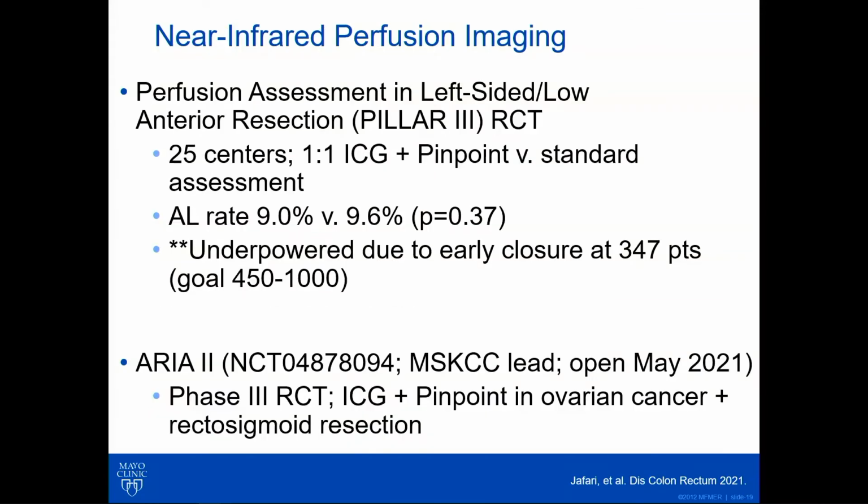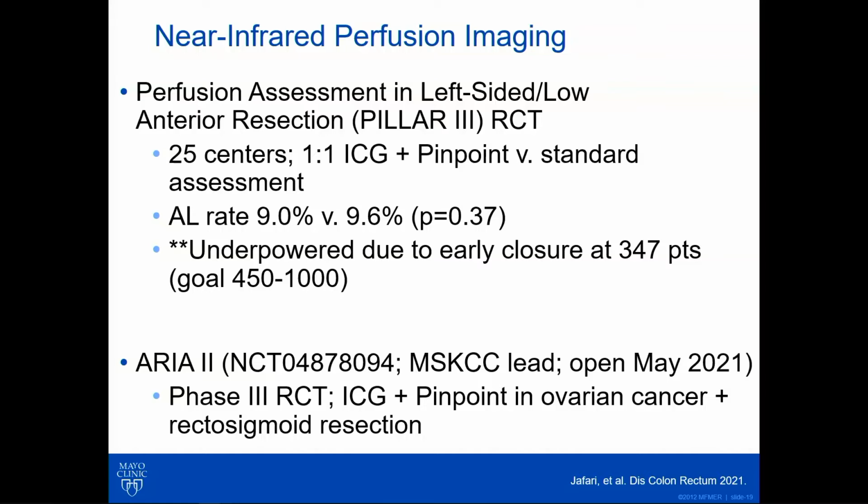And so even though the data out there in PILLAR 3 unfortunately did not show a difference in anastomotic leak with near-infrared imaging when patients were given IV ICG and the anastomosis was imaged with a PINPOINT, it's important to note that this study actually closed early because accrual was decreasing. And so it was actually underpowered. And you can see the anastomotic leak rate there with both standard assessment as well as the near-infrared was about the same. What we were able to accomplish with our quality improvement project was to get down to an anastomotic leak rate of about 2% by implementing just high-risk criteria, and in those patients, we divert them.